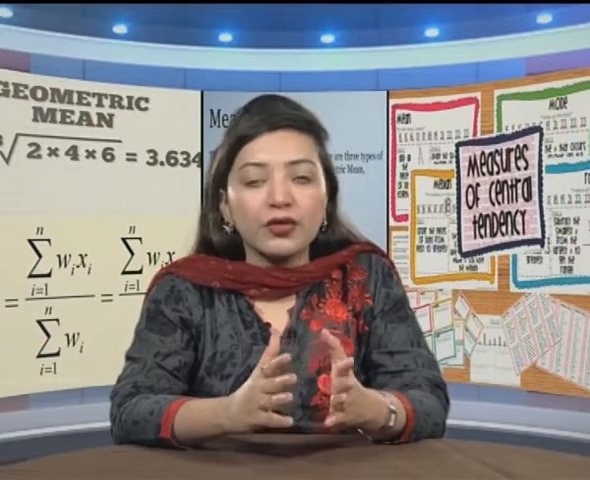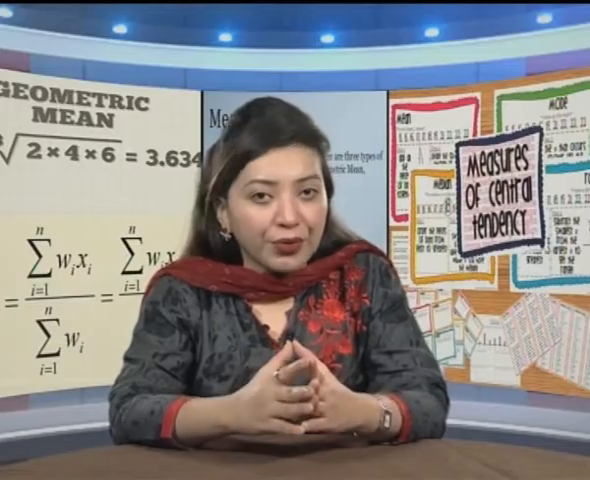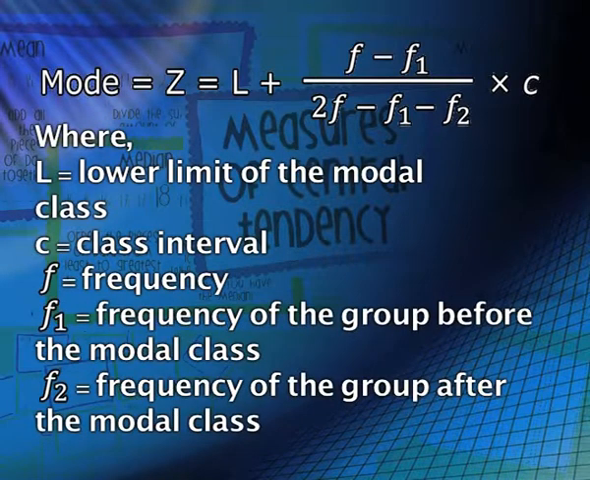This is based on applying the simple proportion to the graphical method of solution. It may be shown that the following formula gives the position of the mode. So mode, in this case Z, is equal to L plus (f minus f1) divided by (2f minus f1 minus f2) times c, where capital L is the lower limit of the modal class, small c is the class interval, small f is the frequency, small f1 is the frequency of the group before the modal class, f2 is the frequency of the group after the modal class.